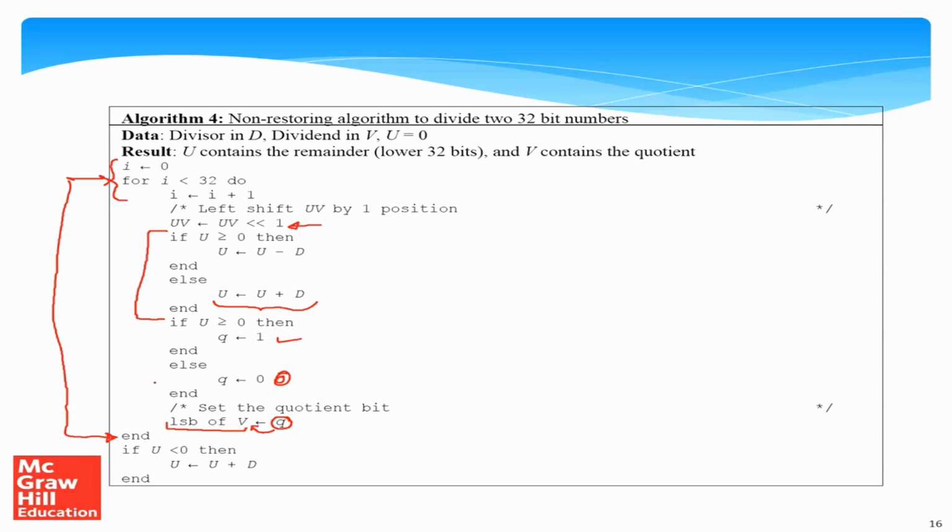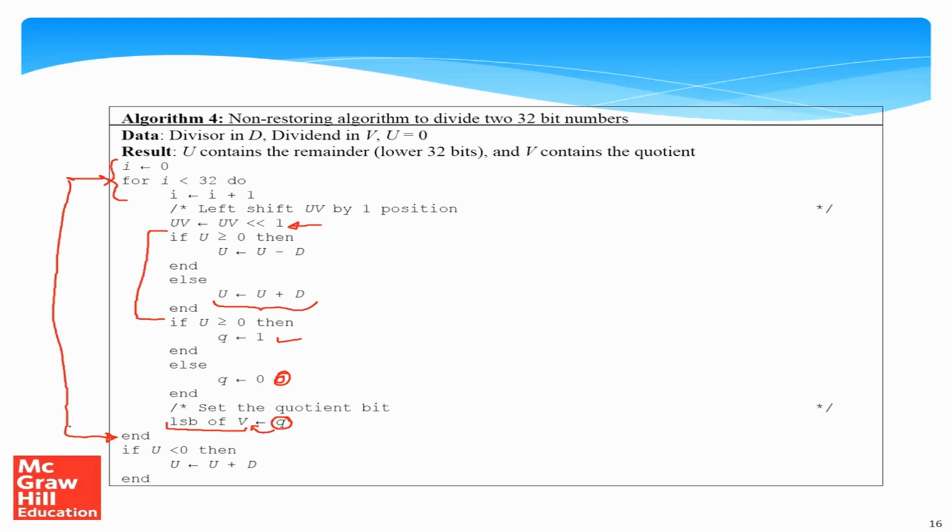So what we essentially do is that we don't do any restoring. If u becomes negative after a subtraction, we allow it to remain negative. And in the next iteration, we just add the divisor. That's the way that we go. If u is positive, we subtract. If it's negative, we add. And after that, we take a look at the sign of u. If u is positive or 0, we set the LSB, the current bit of the quotient, to 1. Otherwise, we set it to 0.